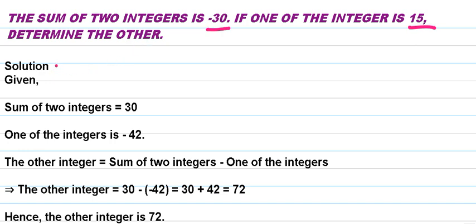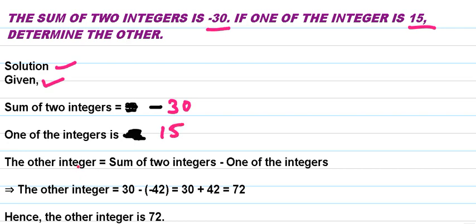First of all, we write solution. Then we write given. You see, the sum of two integers is written as 30. So what do we write? According to our question, that is minus 30. Clear? And next, one of the integers is 15. Here it is written minus 42. Our one integer given is 50. Clear?